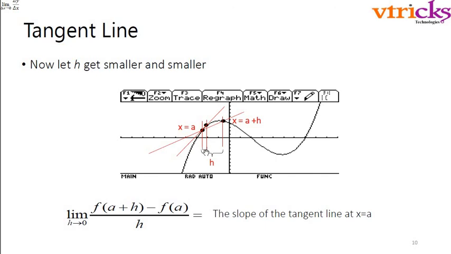Now what happens when this h becomes smaller and smaller? The two points of intersection keep coming closer and closer, and we observe that as h becomes smaller, the second line tends to the tangent line. So what we can write? We can write limit h tending to 0 of f of a plus h minus f of a by h. And now this is nothing but the slope of the second line, which now becomes the slope of the tangent line at x equal to a.